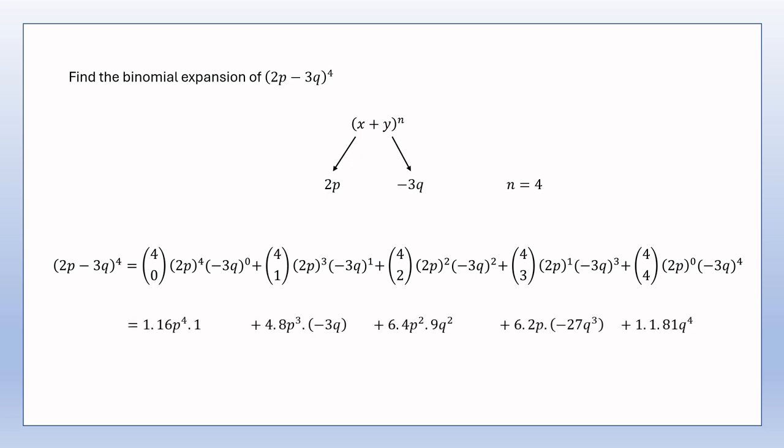Doing some of the simplifications gives that 2p minus 3q to the power of 4 is equal to as shown on the screen, and simplifying each term fully gives that 2p minus 3q to the power of 4 equals 16p to the power of 4 minus 96p cubed q plus and so on. In some cases you may only need to find part of the binomial expansion.